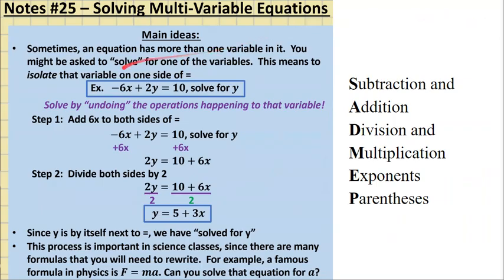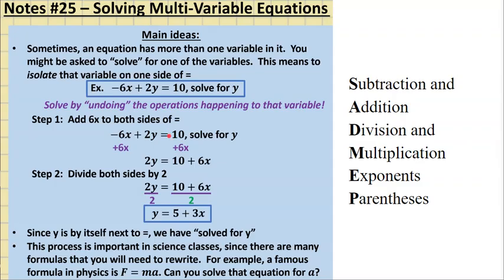So first, anything that's added or subtracted from the variable that we're solving for can be, quote unquote, moved to the other side of the equation. In this example's case, we'll do that by adding 6x to both sides of the equation, thus manipulating the equation, but not changing the equality.